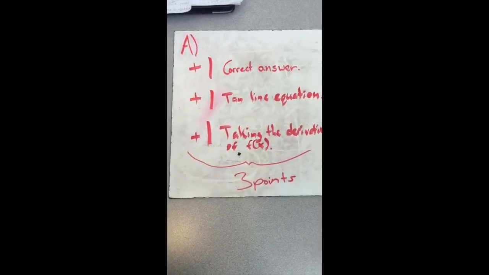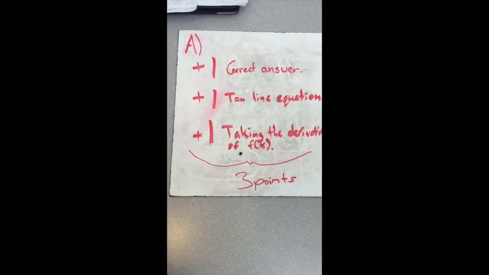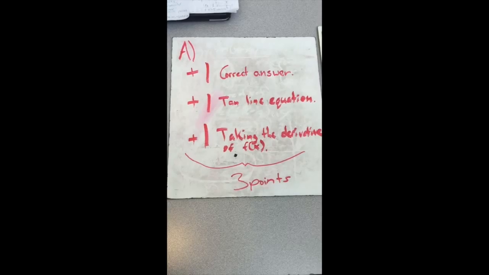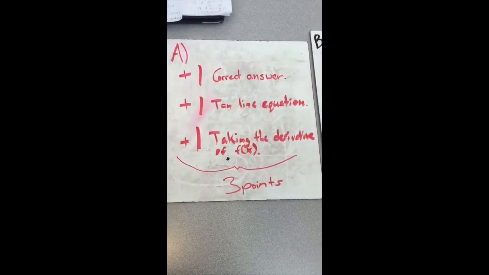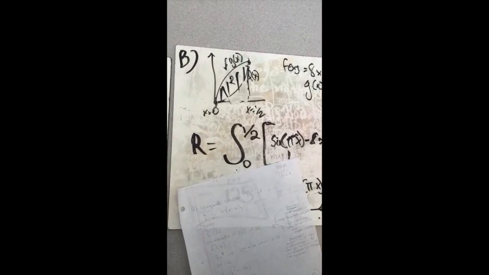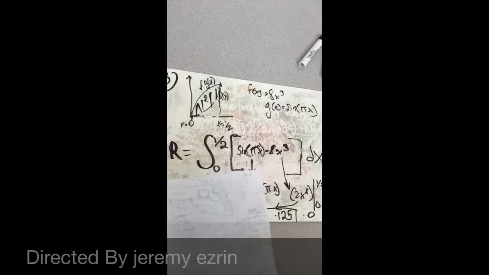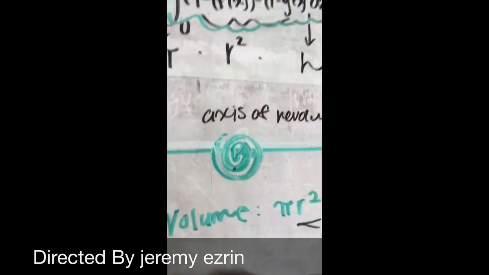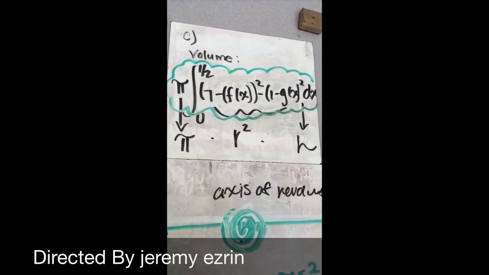So scoring for A: +1 point for a correct and correctly formatted answer, +1 point for correctly using the tangent line equation, +1 point for the proper derivative equation. For B: +1 point for the integrand, +1 point for the antiderivative, and +1 point for the answer. For C: +1 point for limits, +1 point for the integrand, and +1 point for the final answer.